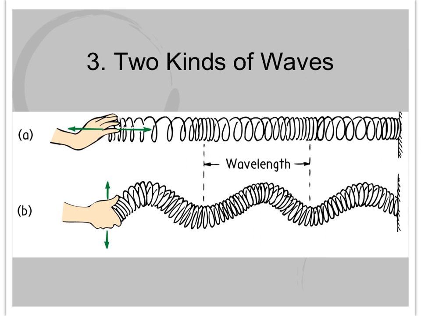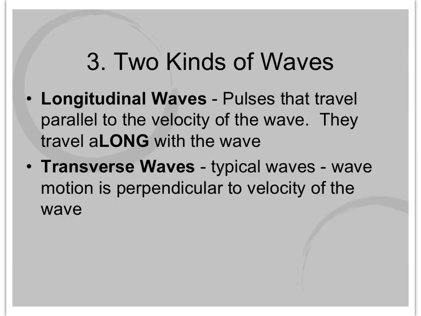So let's go ahead and name these two different kinds of waves. The first kind that we see when we're shaking our slinky back and forth and it's those pulses going down is known as a longitudinal wave. What happens is the waving motion, the shaking motion, is parallel to the velocity of the wave. So as the wave's going down, it's oscillating back and forth like that.